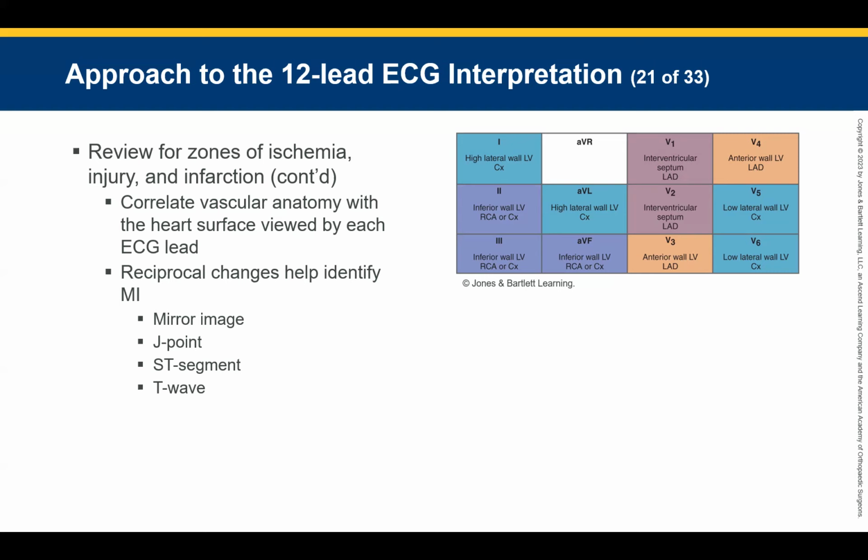So if you have a high LAD, you can see elevation in 1, AVL, V1 through V6. Okay, everybody okay with that? Is anybody like, oh God, stop, just stop? Yeah? It's okay if you're shaking. I'm not asking if you're shaking. Say, is anybody like, we need to stop right here?